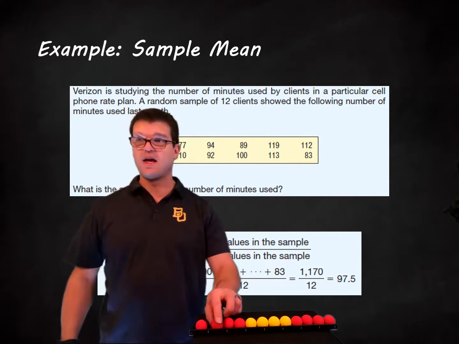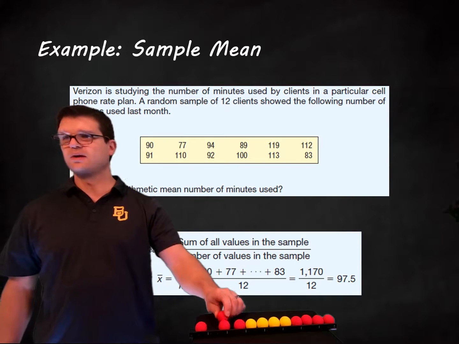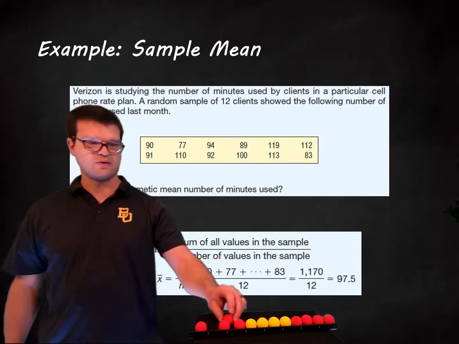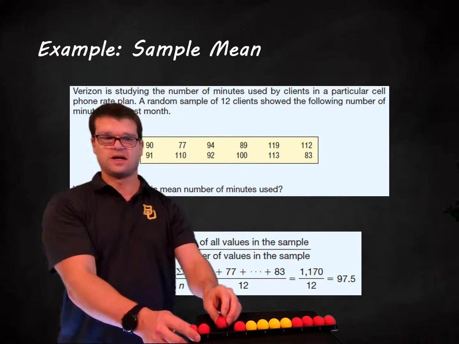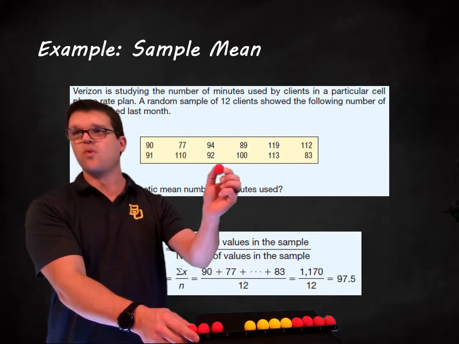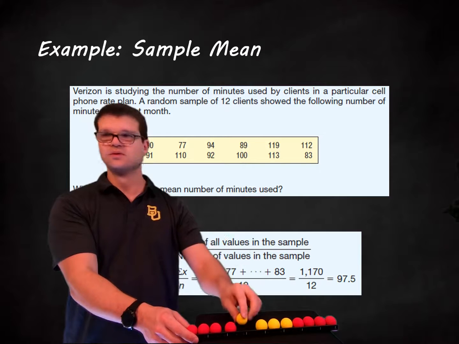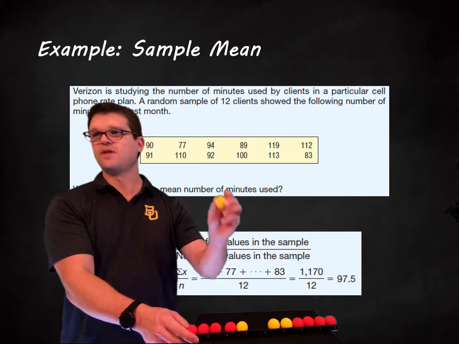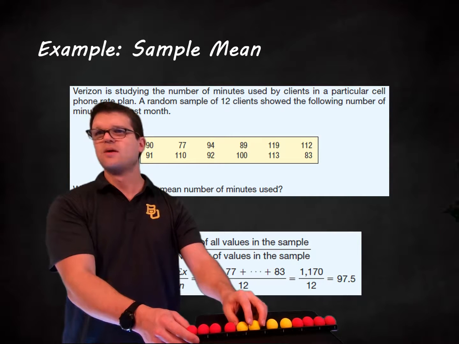The next one is 83. What comes after 83? We're going to go with 90. So we've got a 90. Oops, they're falling off. And then we've got a 91. Then we've got 92. Is there a 93? Nope. 94. Oh, I skipped over 89. Whoops. But you guys get what I'm saying.